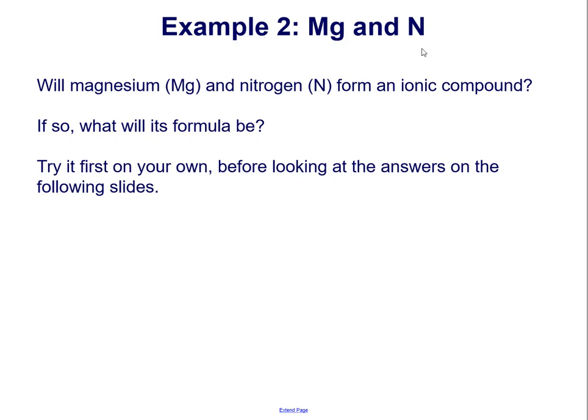Example 2, magnesium and nitrogen. Will magnesium and nitrogen form an ionic compound? If so, what will its formula be? Try it first on your own before looking at the answers on the following slides.